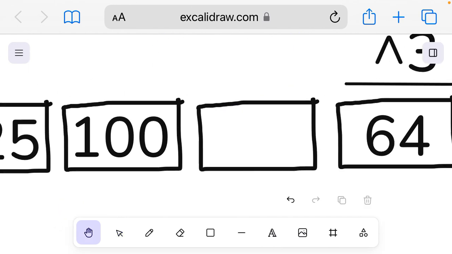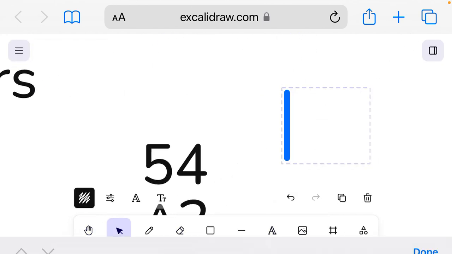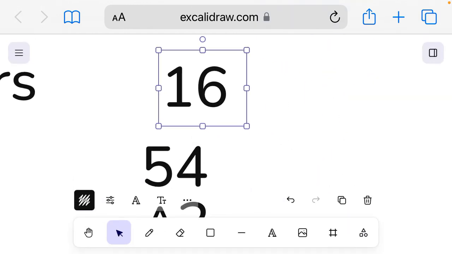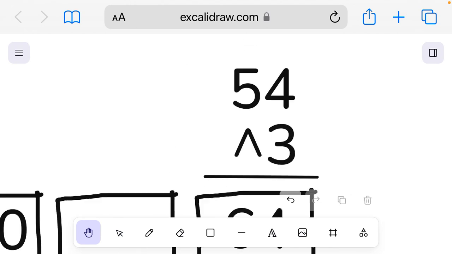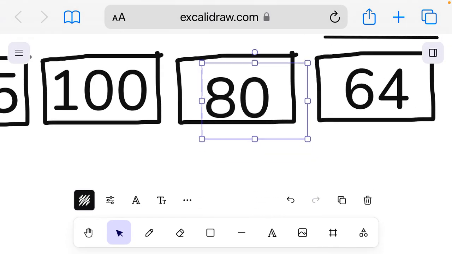And then for the right middle box, all you do is square the ones. So 4 squared is 16 and you multiply it by 5. 16 times 5 is 80. So you write 80 here.